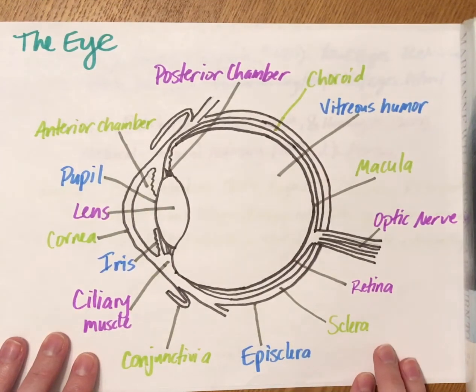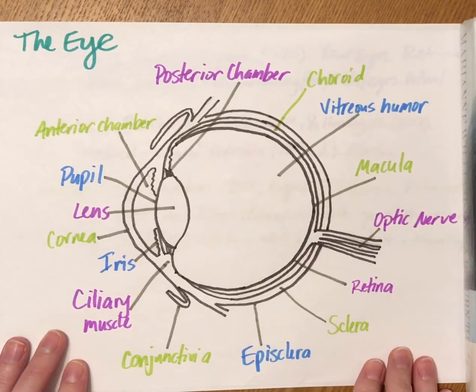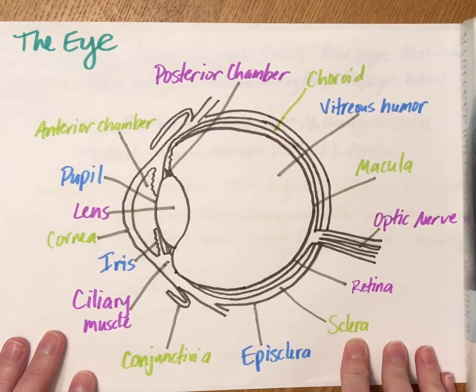Alright, this video is going to go over the basic structure and function of the eye and 3 common disease processes and how to treat them. So first we start with the sclera, which is the white part of the eyeball, and it's made of a tough material that protects the eye.